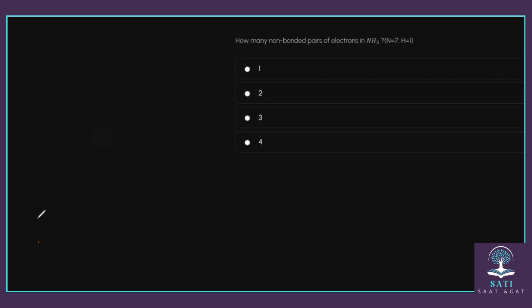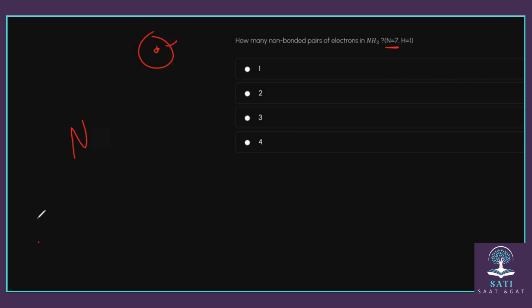How many non-bonded pairs of electrons are in ammonia, NH3, where they give us that nitrogen is 7 and hydrogen is 1? Look, by understanding Lewis structure, and if you can take the previous questions related to Lewis structure. In a Lewis structure, the valence electrons have to be represented by dots around the element. Here, nitrogen has 7 electrons.